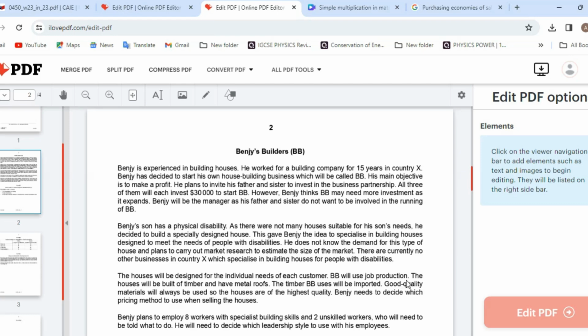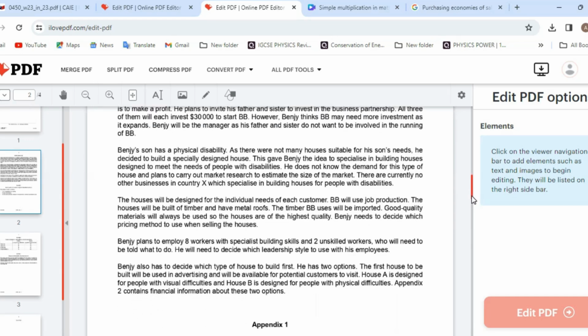The houses will be designed for the individual needs of each customer. BB will use job production. The houses will be built of timber and have metal roofs. The timber BB uses will be imported. Good quality materials will always be used, so the houses are of the highest quality. Benji needs to decide which pricing method to use when selling the houses. Benji plans to employ 8 workers with specialist building skills and 2 unskilled workers who will need to be told what to do. He will need to decide which leadership style to use with his employees.